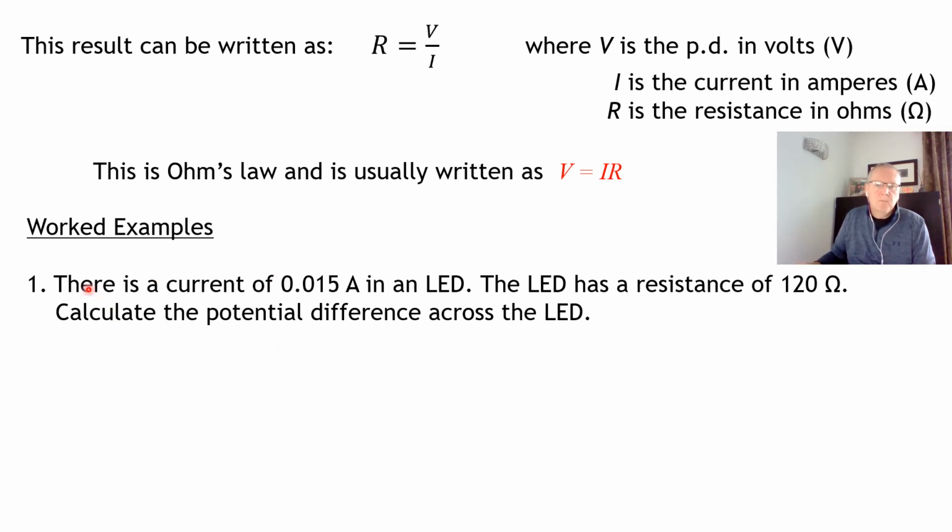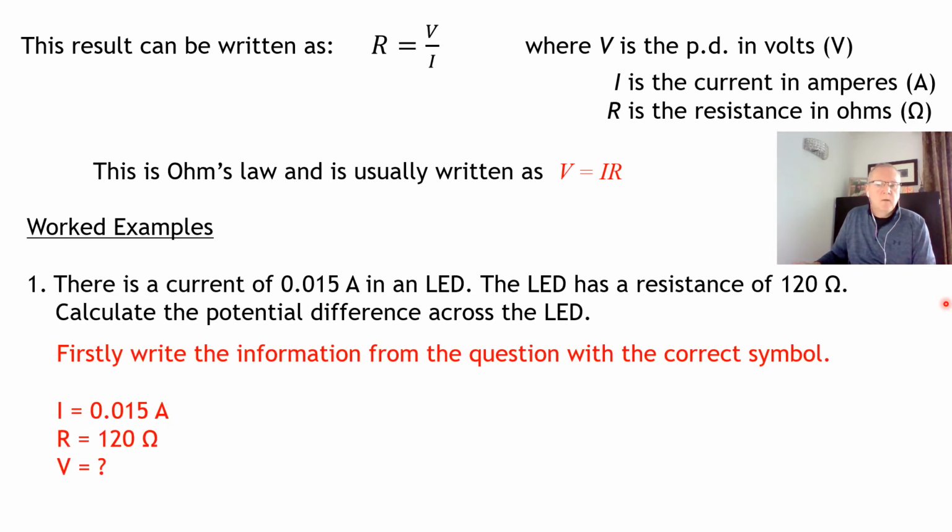The question we've got is a current of 0.015 of an amp in an LED, a light emitting diode. The LED has a resistance of 120 ohms. Calculate the PD across the LED. The normal procedure, as always, is that first you write the information from the question along with its correct symbol, ideally on the left-hand side of the page. It doesn't really matter where you put it, but you write it down. Because when you've written down I, R, and V, there's a whole stack of equations you're going to need to be able to use by the time any exam comes along.